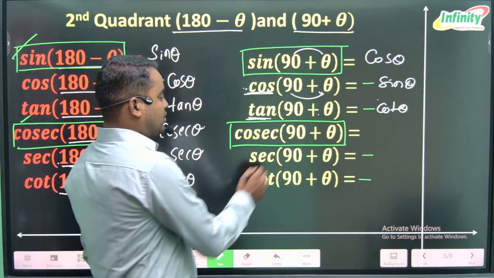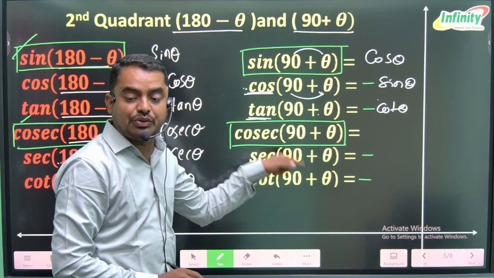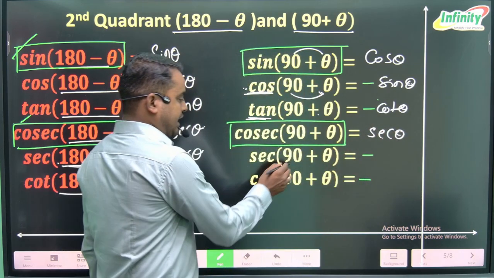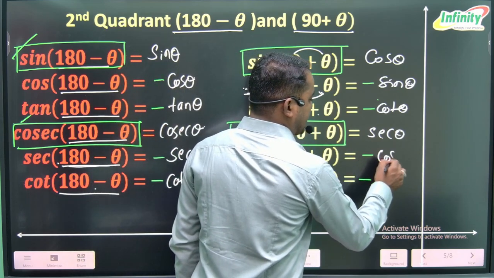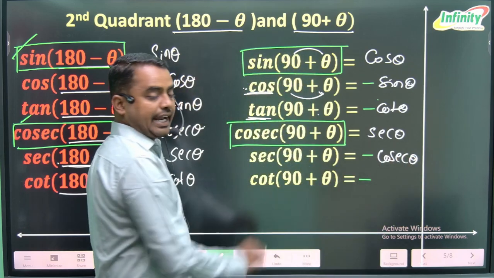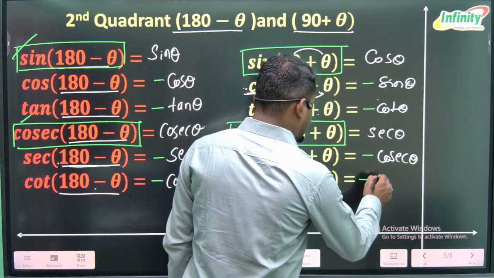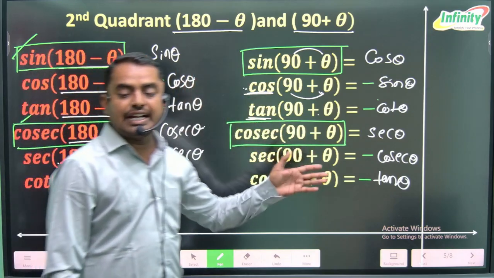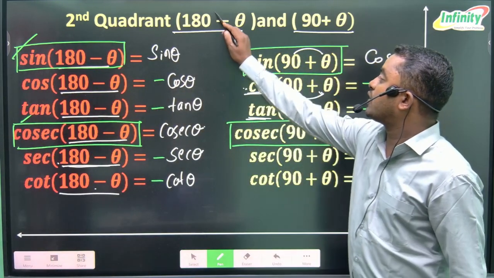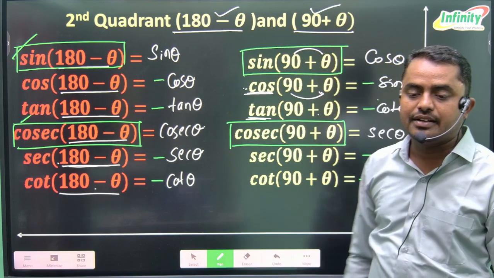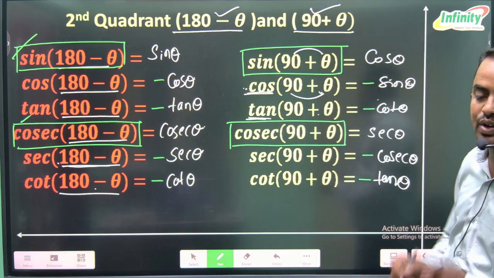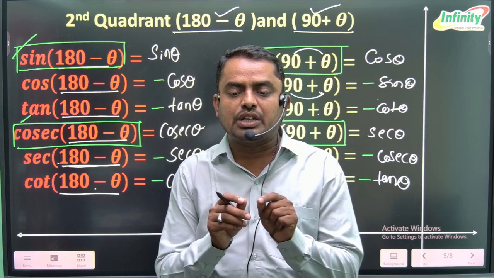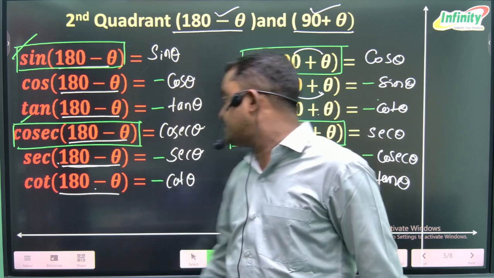Then cosec 90 plus theta. Cosec is positive in the second quadrant, so it will become sec theta. Sec 90 plus theta is minus cosec theta. Cot 90 plus theta is minus tan theta. So these are again 12 formulas of allied angles for 180 minus theta and 90 plus theta. So 12 plus 12, 24. For each quadrant we have a total of 12 formulas. We have 4 quadrants, so totally we have to remember 48 formulas.